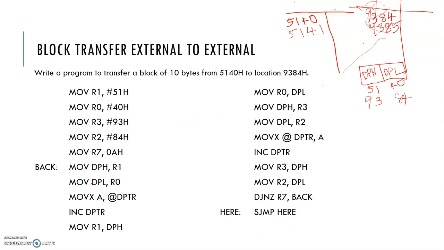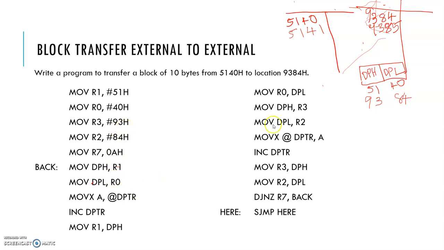So while handling external memory, remember the point that for external memory we use DPTR to point to the locations. Since both the source address and destination address are pointed by DPTR, first we use DPTR to point to the source. We take the data and we increment the DPTR so that it points to the next location and place the value in the two registers. DPH and DPL are placed in these registers, and then the DPTR is loaded with the destination address.